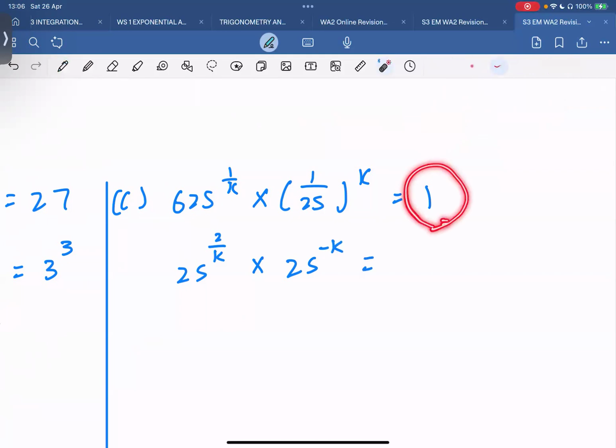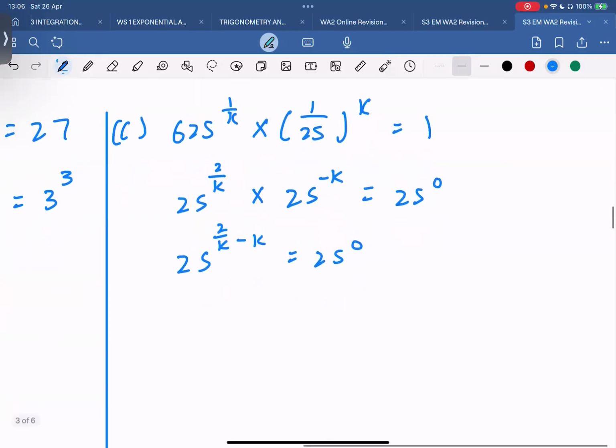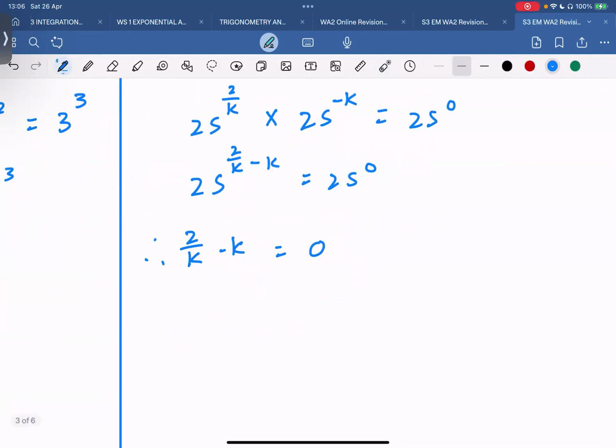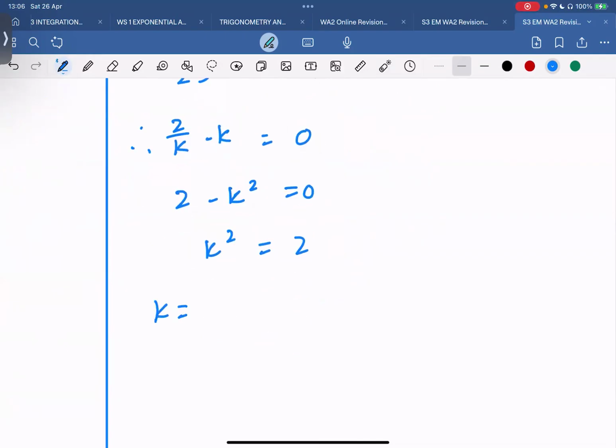And remember, 1 can be converted into any base to the power of 0. So let's change this to 25 to the power of 0. Okay, simplify the left-hand side. We will have 2 over k minus k equals to 25 to the power of 0. Okay, now we compare the exponents. So 2 over k minus k equals to 0. So multiply by k both sides, you have 2 minus k squared equals to 0. k squared equals to 2. So k must be root 2 or k equals to negative root 2.